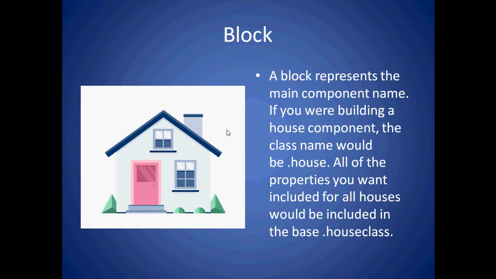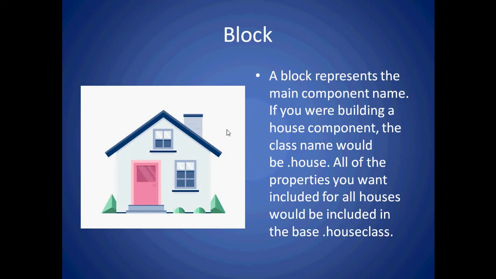Now I want to build this application, so how will I write the classes? Since the house is the bigger component, I will write one class as the house class. My CSS class name is house. Inside that, I'll write the common properties for all the houses I build. Okay, so that is the block.